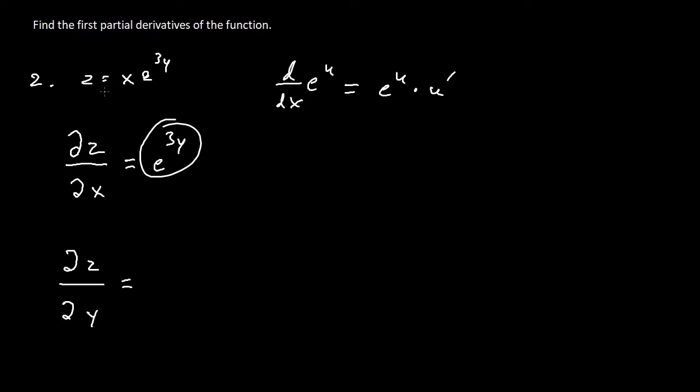So if x is going to be a constant, then the derivative of z with respect to y is going to be x times e to the u, so e to the 3y, multiplied by the derivative of the inside function. So the derivative of 3y is simply just 3. So we get 3x e to the 3y as the derivative with respect to y.